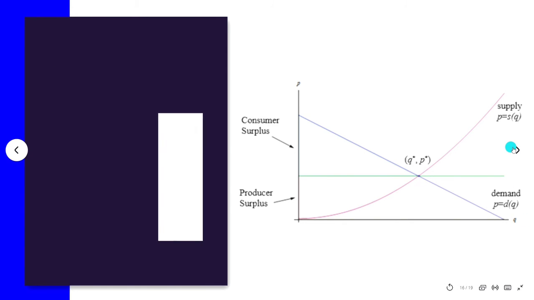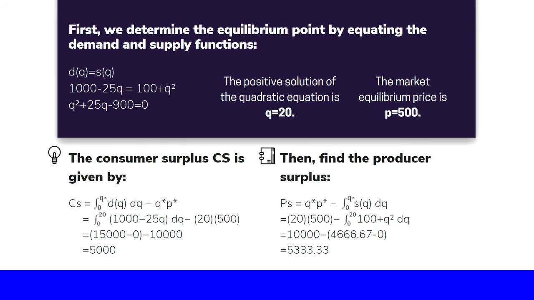So the solution part, first we need to determine the equilibrium point by equating the demand and supply function. By equating D(Q) equal to S(Q), so 1000 minus 25Q equal to 100 plus Q square. So we obtain the equation Q square plus 25Q minus 900 equal to 0. The positive solution of the quadratic equation is Q equal to 20 and the market equilibrium price is P equal to 500.